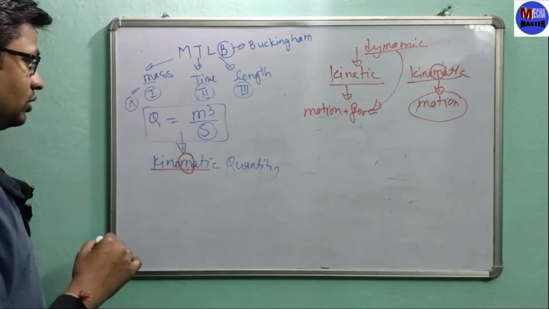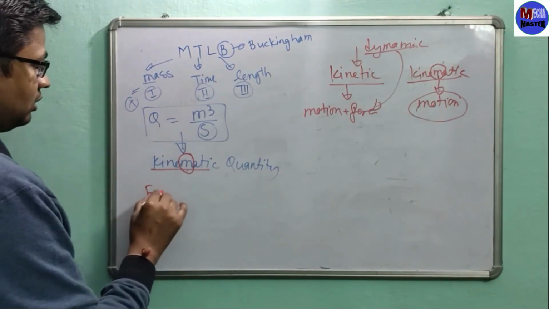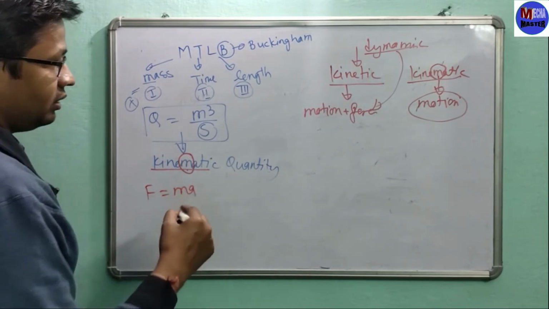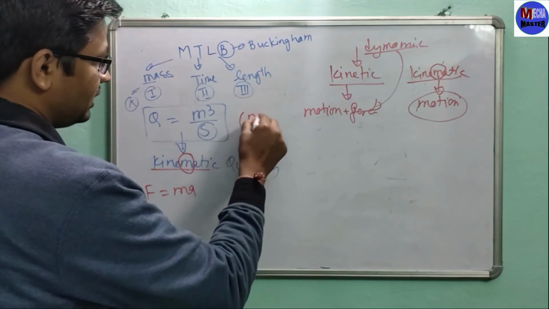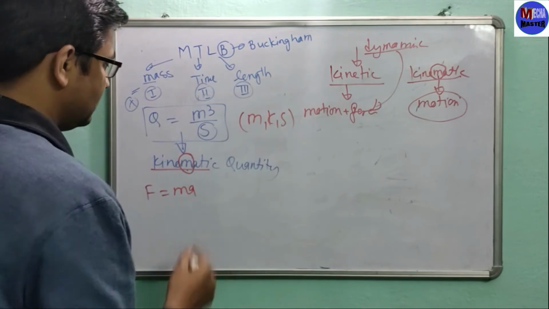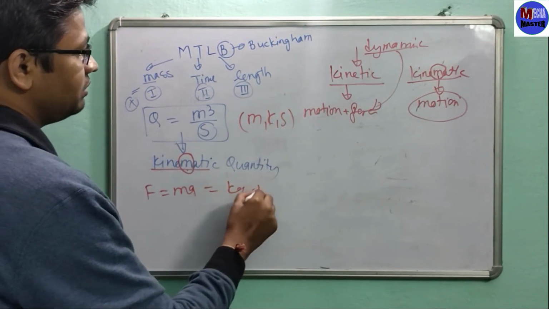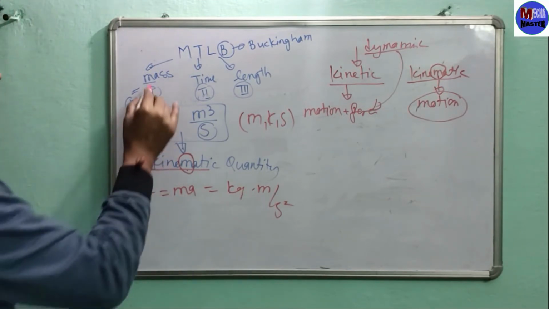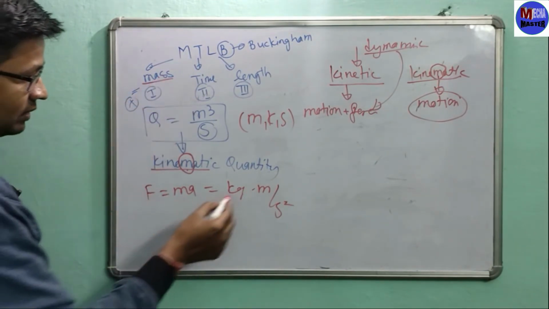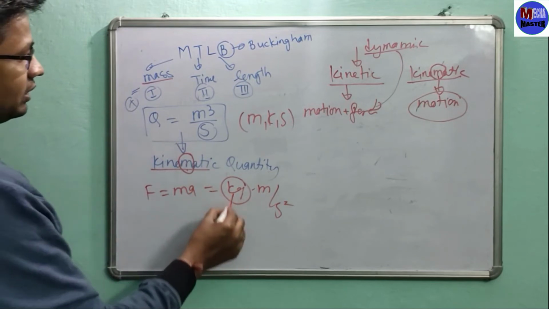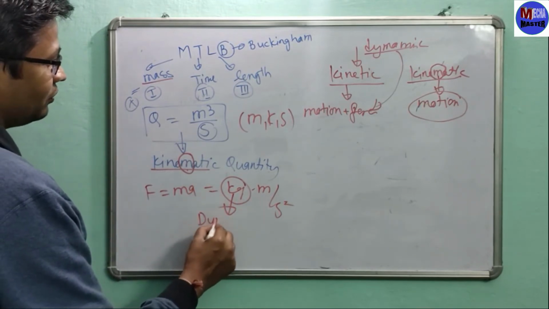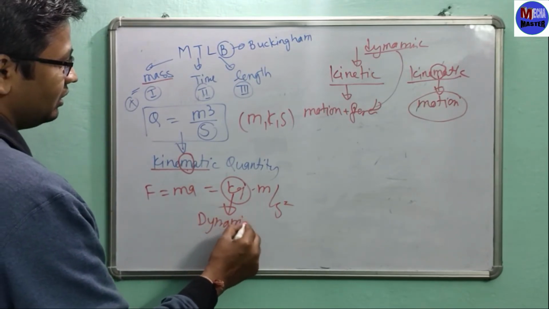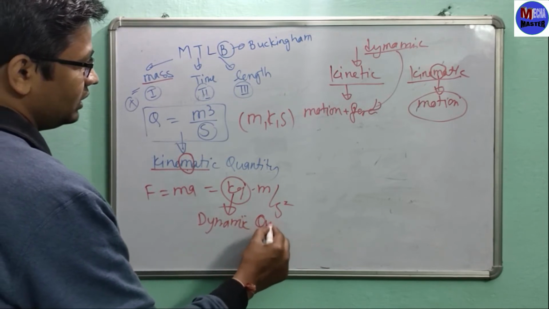And what is the unit of force? F. And remember, it is always MKS. Then it will be kg meter per second square. Then what is our shortcut? The first priority is given to mass. Is there mass? Yes. Then it will be a dynamic quantity.